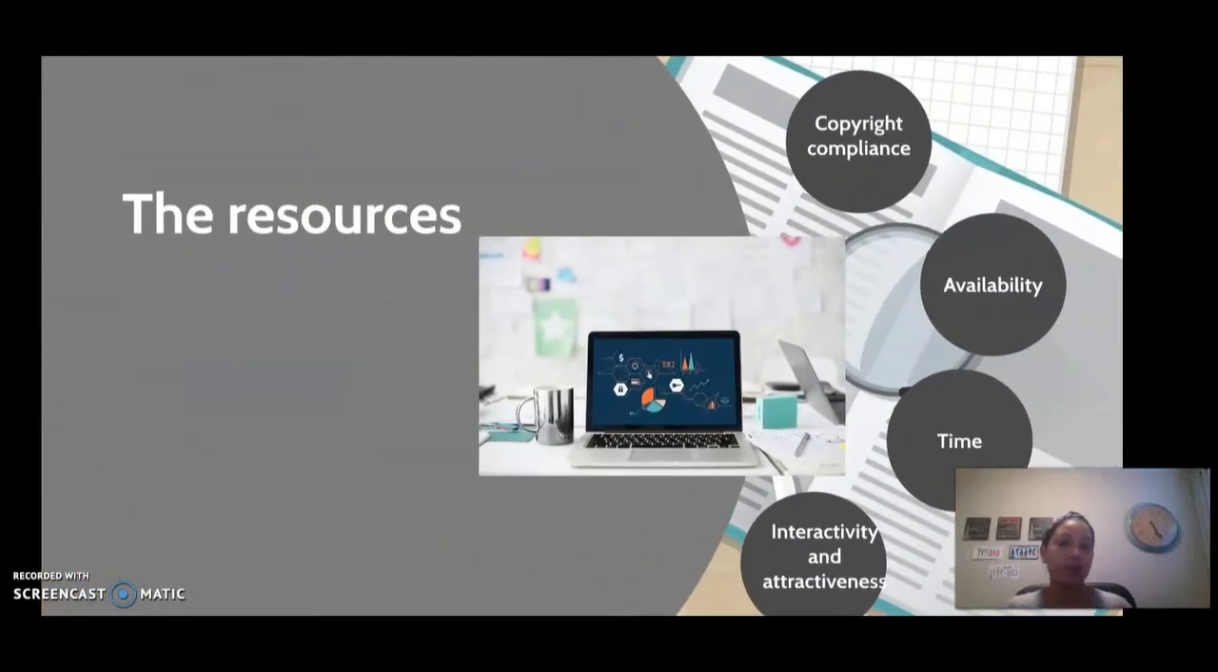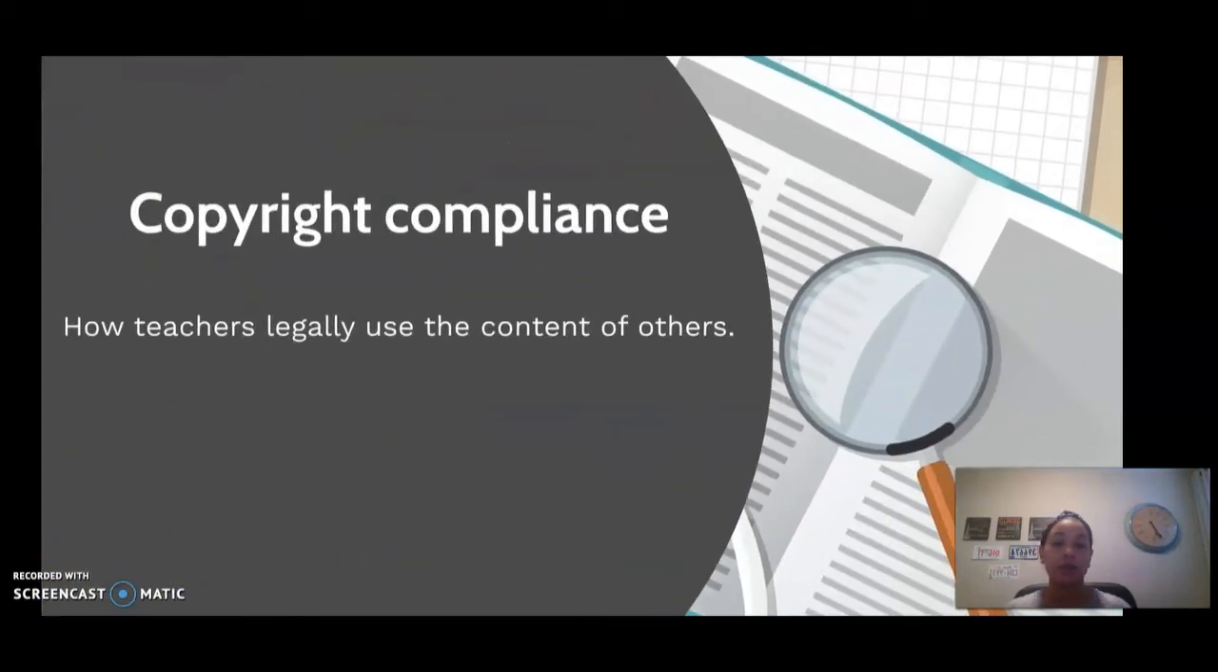Okay, now let's talk about resources. So the resources are very important because I know that sometimes as teachers we are very busy and we don't have time and we tend to download material from the different websites, but we have to avoid legal issues, and this has to do with copyright.